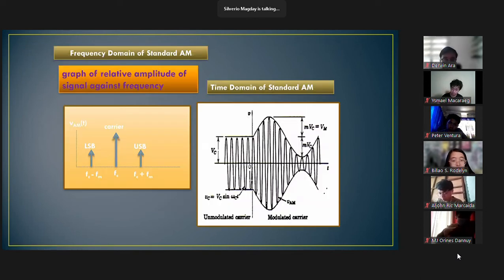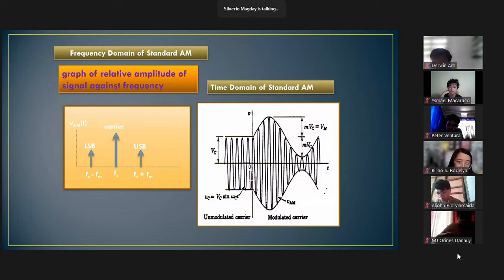So, susunod na ito, time domain, standard AM. In this representation, you will be able to see your upper side and lower side, and then the center is yung carrier. Graph relative to the signal's frequency for the time domain standard AM. So ayan, this is the result of AC amplitude modulation. So saan natin makikita dyan yung carrier voltages and then your modulating signal.